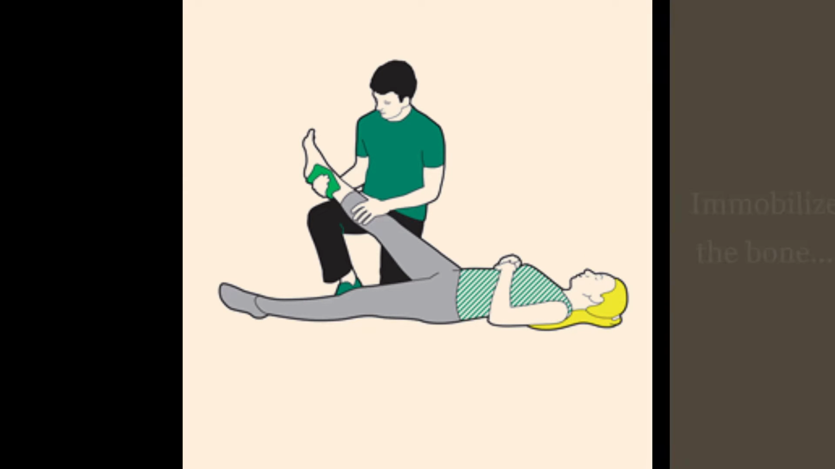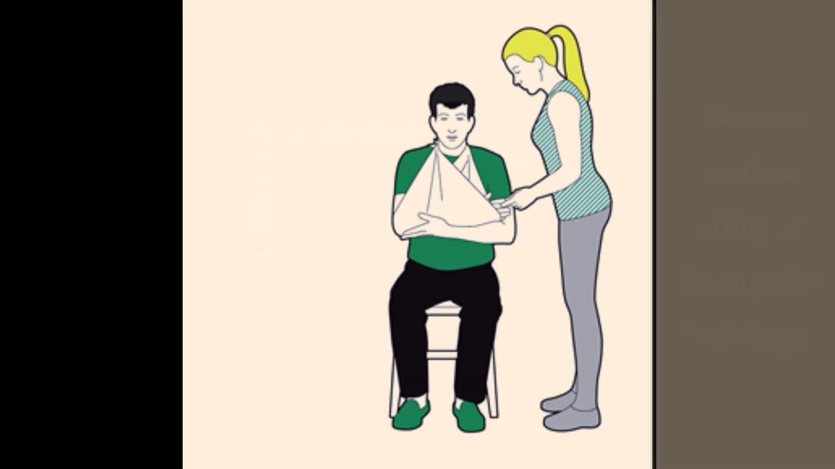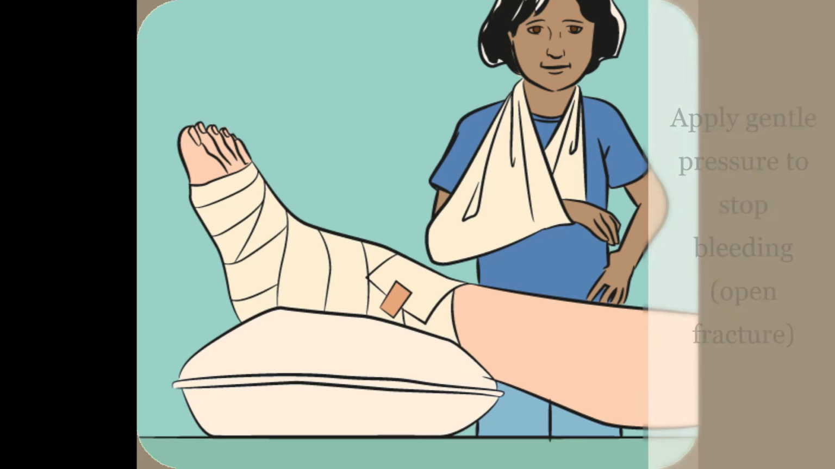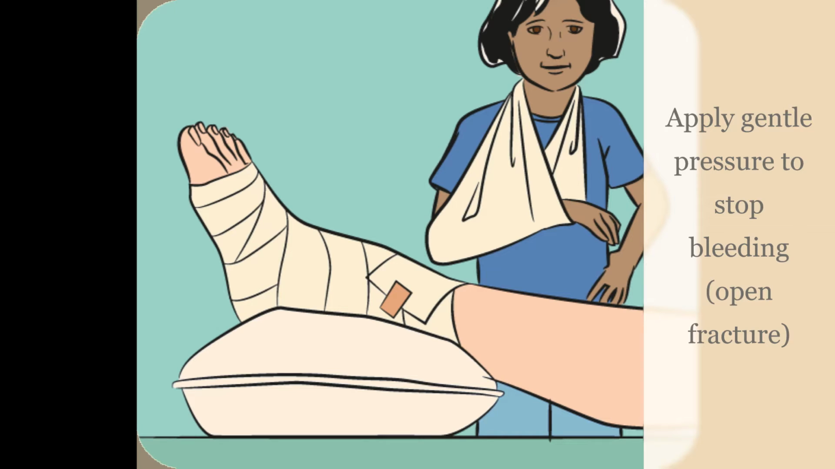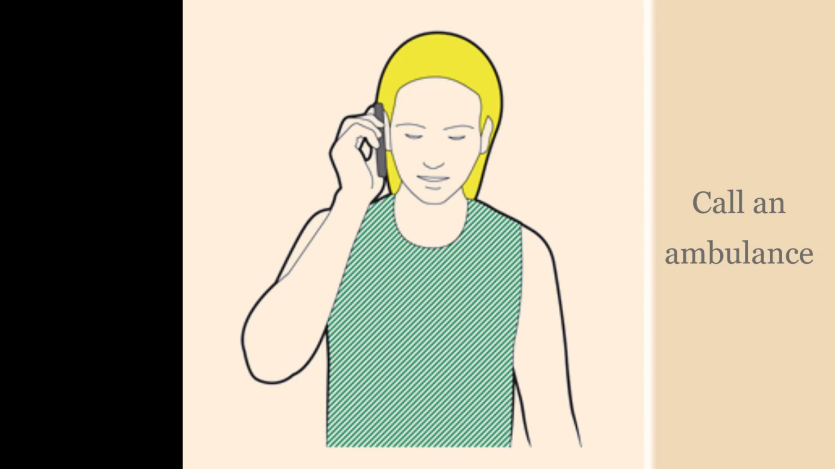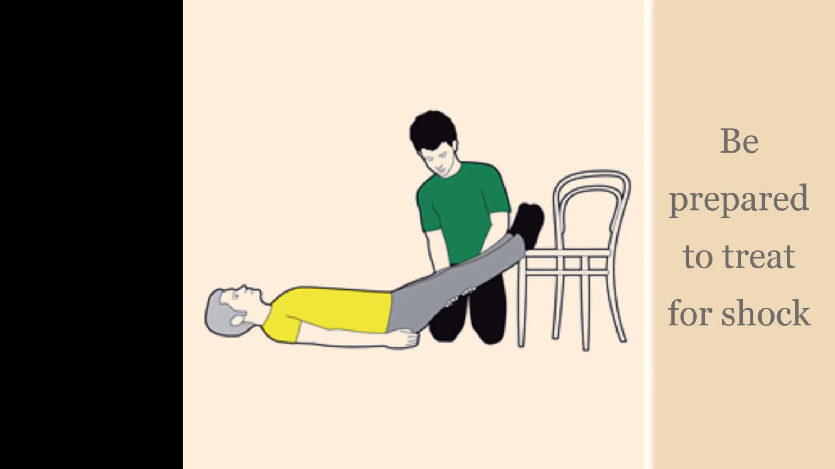3. Immobilize the bone with a splint or string both above and below the injured bone. Secure it with a sling or triangular bandage to stabilize the arm. In the case of an open fracture, cover the wounds and apply gentle pressure with a sterile bandage or clean cloth to stop the bleeding. Call an ambulance if you are unable to transport the casualty to hospital. Be prepared to treat for shock.